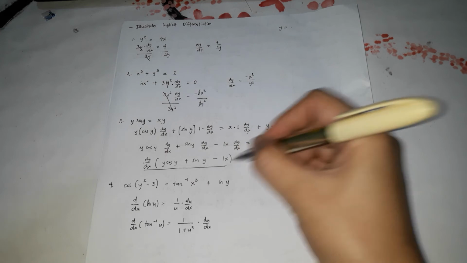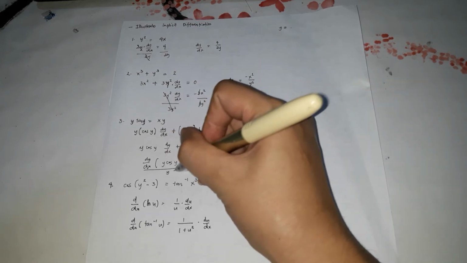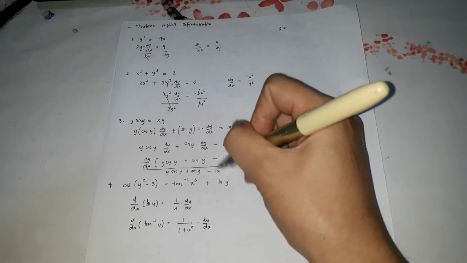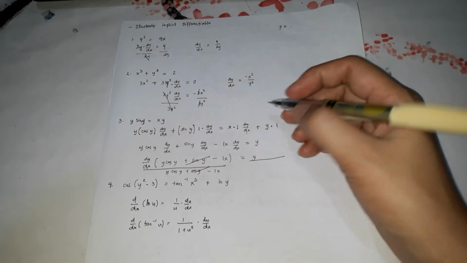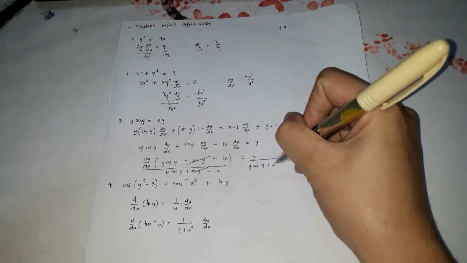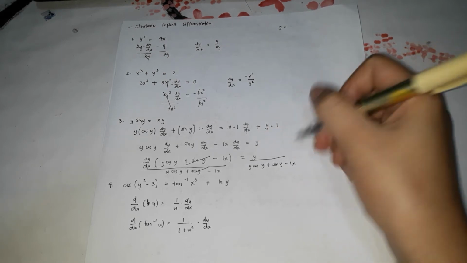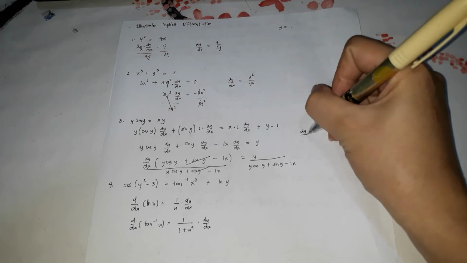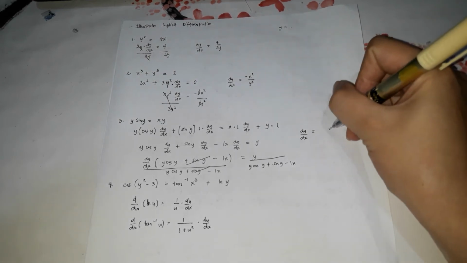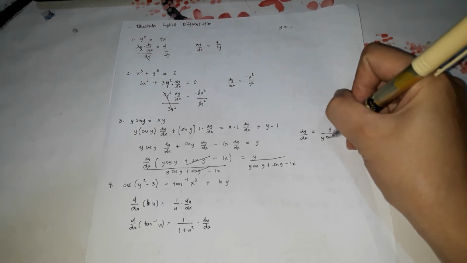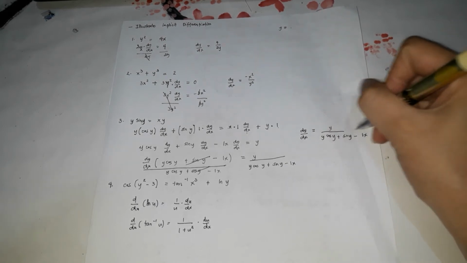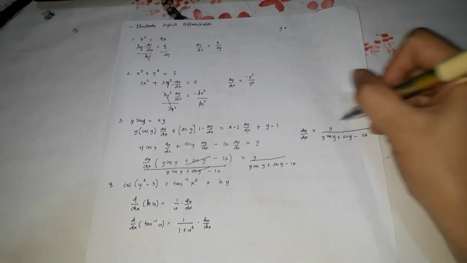Divide both sides by y cosine y plus sine y minus 1x, para makancel siya, matira na lang dy over dx. So the final answer is dy over dx is equal to y over y cosine y plus sine y minus 1x. So that's the answer.